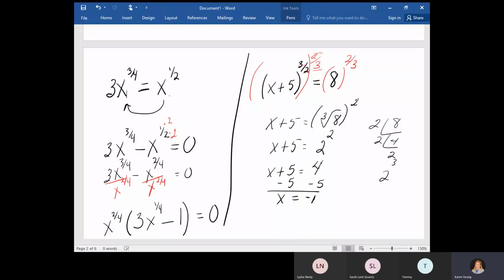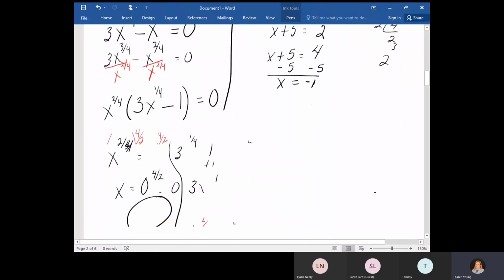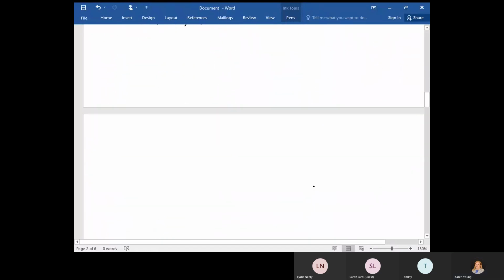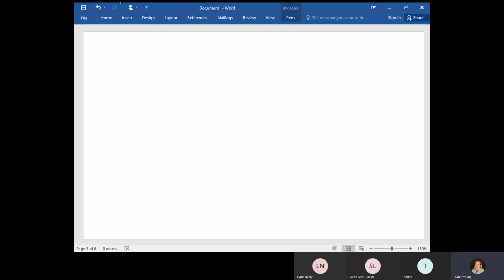So questions? Not till you do the homework anymore, right? Or do some extra problems. All right, so we're going to move from that to looking at polynomials.